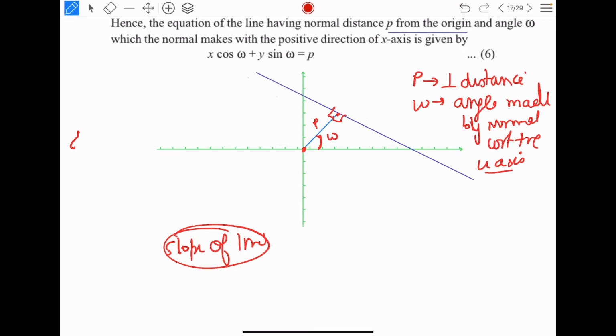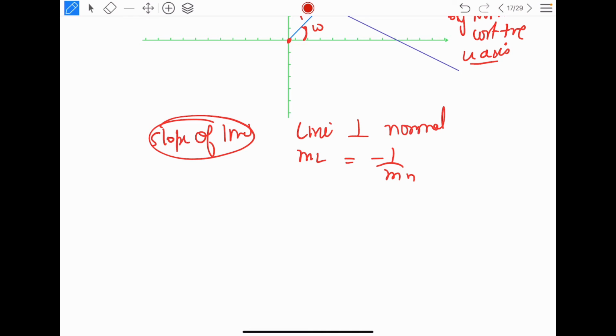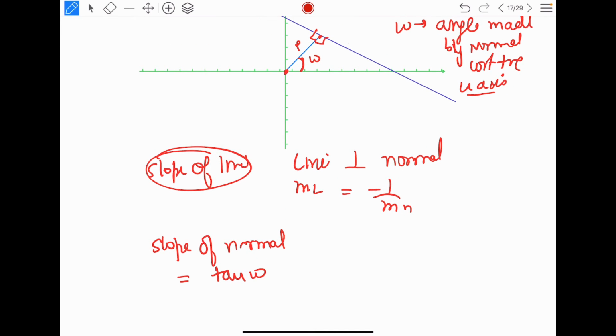Now slope of the line, see, line is perpendicular to normal. That means slope of the line, M line, will be equal to minus 1 by M normal, because if lines are perpendicular, slope M1 is equal to minus 1 upon M2. So let us find the slope of normal first. Slope of normal will be equal to tan omega, tan of the angle which it makes with the positive x-axis. So it is going to be tan omega, slope of the normal.